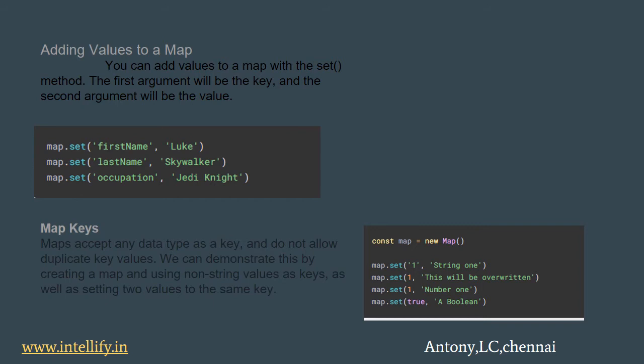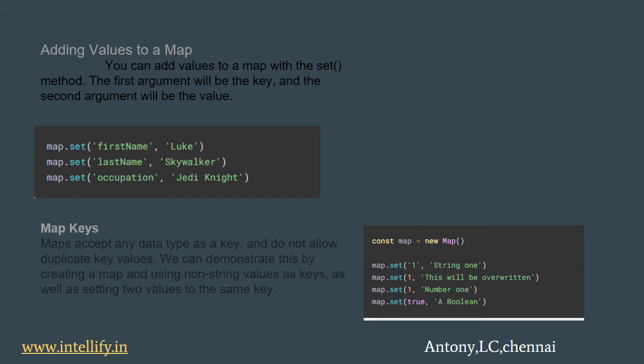Adding values to the map. You can add values to the map with the set function. The first argument will be the key and the second argument will be the value. For example, here map.set has firstName as Luke, lastName as Skywalker, and occupation as Jedi Knight.